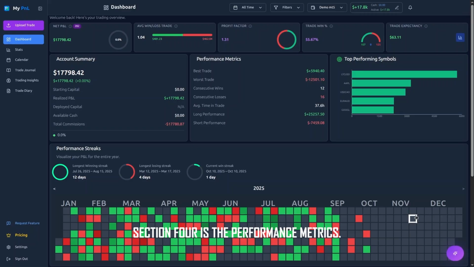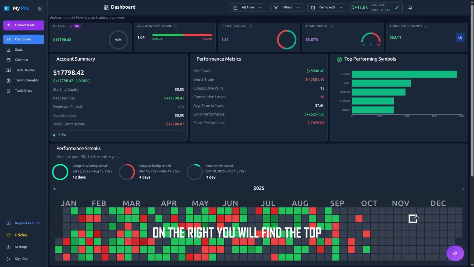Section 4 is performance metrics. In the middle, we have a performance metric. This section breaks down deeper statistics like your best and worst trades, consecutive wins and losses, and average time spent in a trade. You can also see your long performance versus short performance, so you know whether you perform better buying or selling.